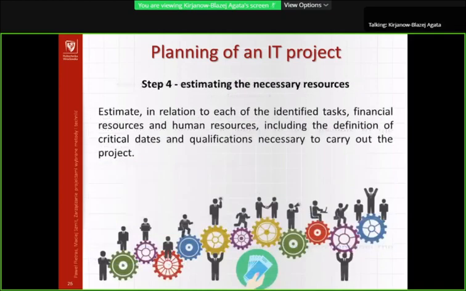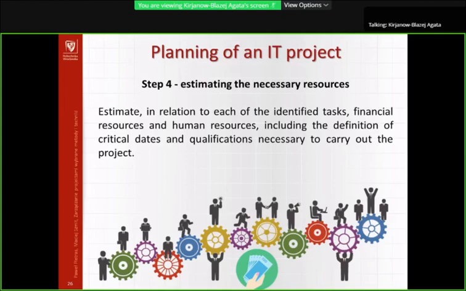And next step, estimating the necessary resources. Estimate in relation to each of the identified tasks, financial resources and human resources, including the definition of the critical dates and qualifications necessary to carry out the project.